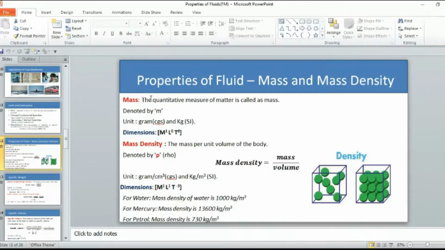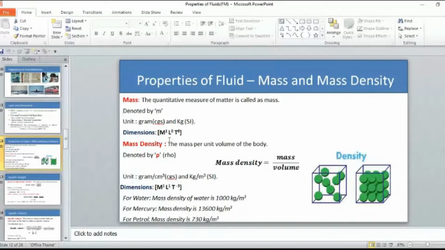So the first property which we had seen was mass. Mass is nothing but a quantitative measure of matter present in the substance. It is denoted by m. Its unit is kg and grams, and its dimension is m1 l0 t0.